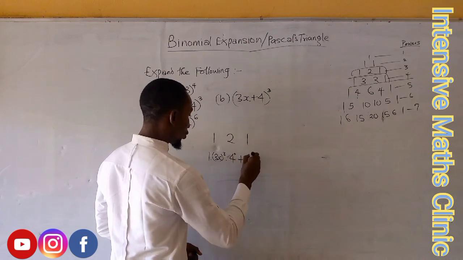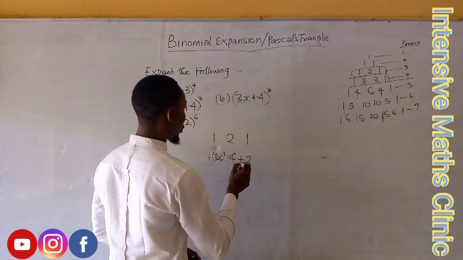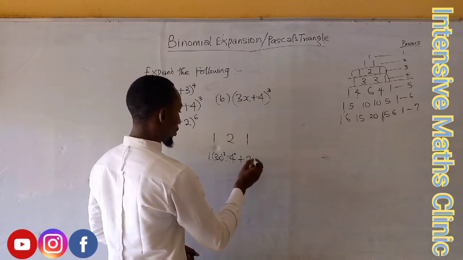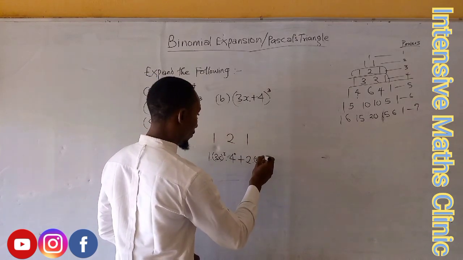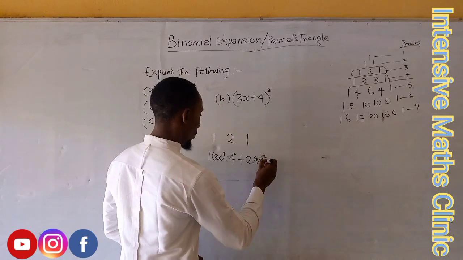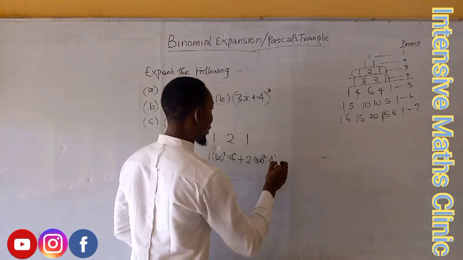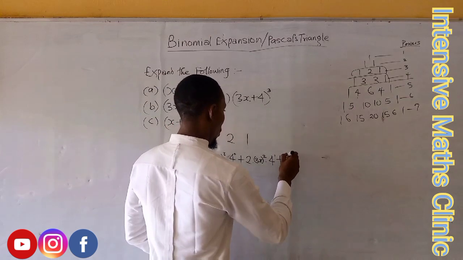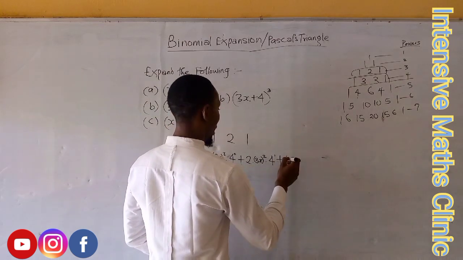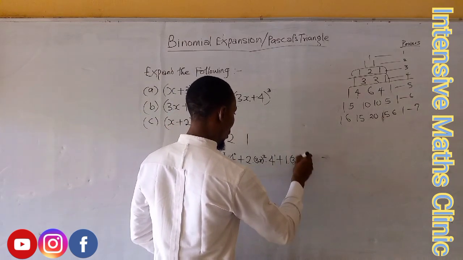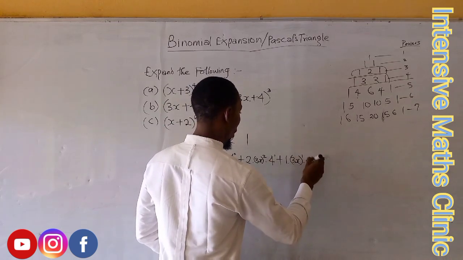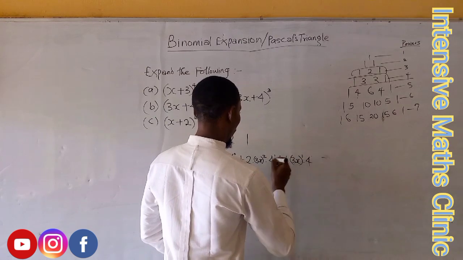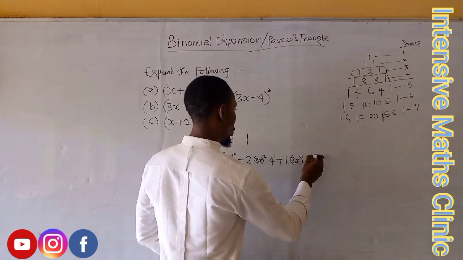So plus 2 multiplied by 3x raised to the power of 2 multiplied by 4 raised to the power of 1 plus 1 multiplied by 3x raised to the power of what? 1 multiplied by 4 raised to the power of 4 raised to the power of 2.